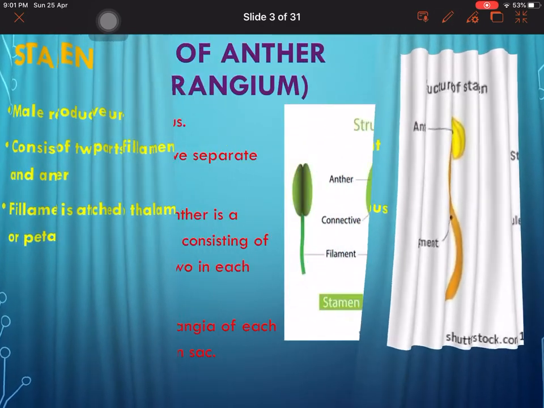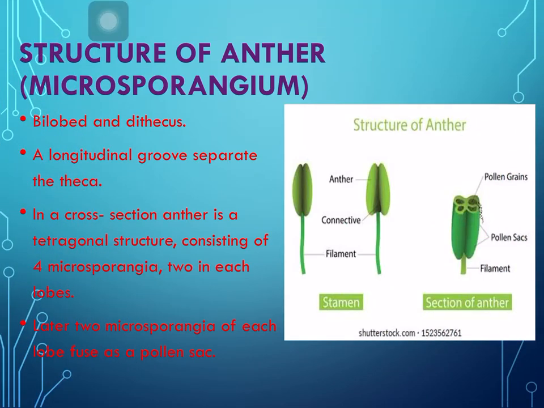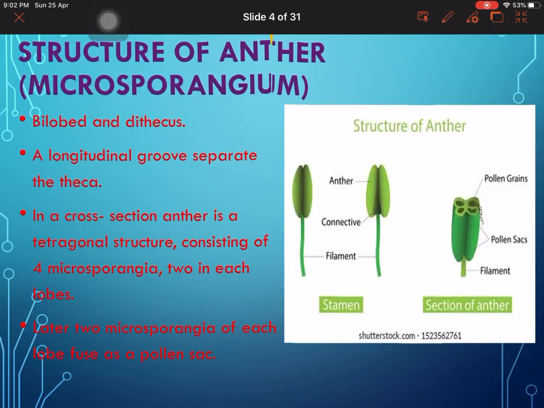Next we are going to study the structure of anther. The anther, or microsporangium, is bilobed and dithecous. When we say bilobed, that means two lobes are present. When we cut it, one is this lobe and another is this lobe, and a longitudinal groove separates the theca. A cross section of the anther is a tetragonal structure consisting of 4 microsporangia, 2 in each lobe. Later the 2 microsporangia of each lobe fuse to form the pollen sacs, through which the pollen grains are generated, which we'll see in further slides.